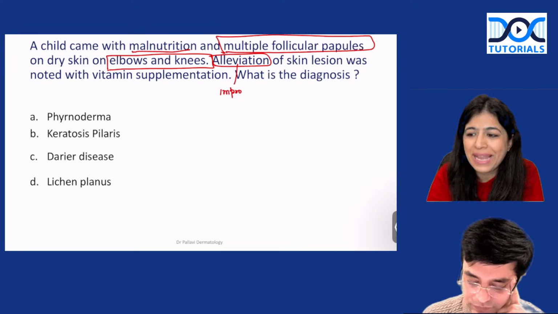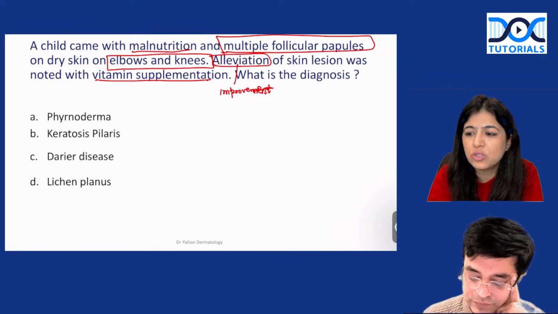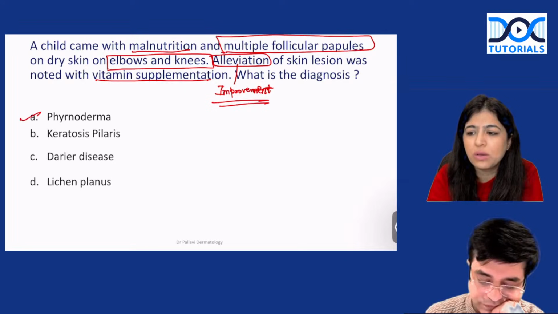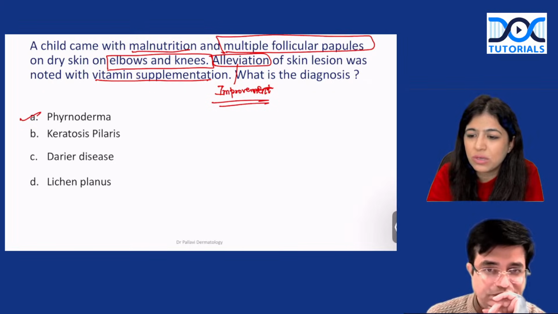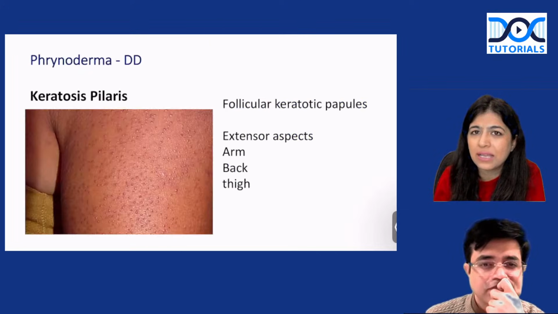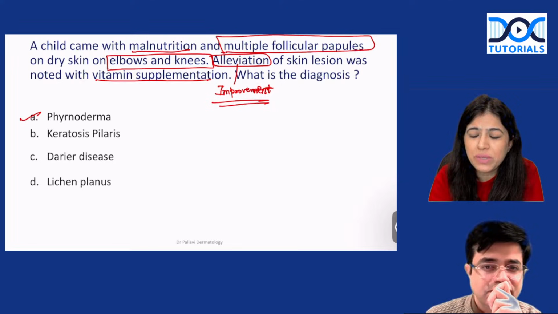Another hint in the question, alleviation of skin lesions was noted with vitamin supplementation. Alleviation means resolution, improvement. So improvement of skin lesions was noted with vitamin supplementation. Again, that takes your diagnosis to Phrynoderma. None of the other options mentioned, keratosis pilaris, Darier disease, lichen planus, would be responding to vitamin supplementation. I've just taken this as an opportunity to help you differentiate between the other options.